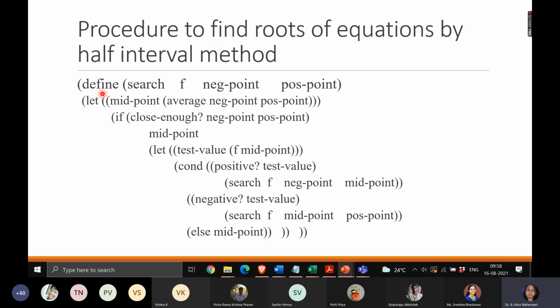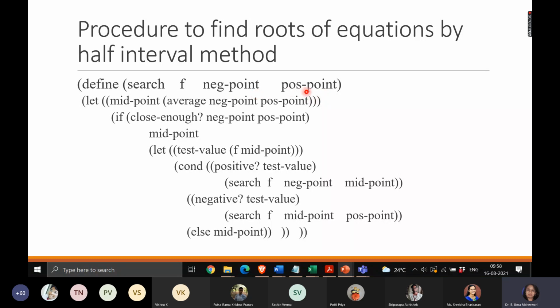I'm going to define a function. The function name is search, right? And for this search, what are all the inputs I have to give? First of all, the function. What is the continuous function? The polynomial. I have to give an input and 2 arguments, negative point and positive point, that is a and b, the lower limit and upper limit. So some negative point and positive point.